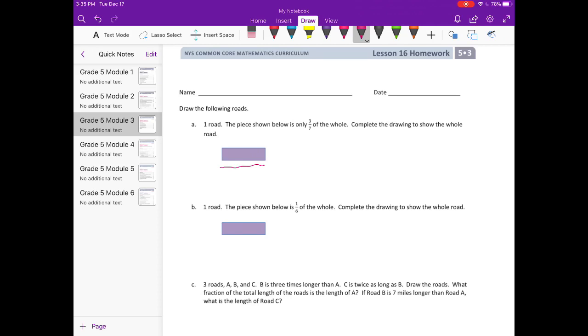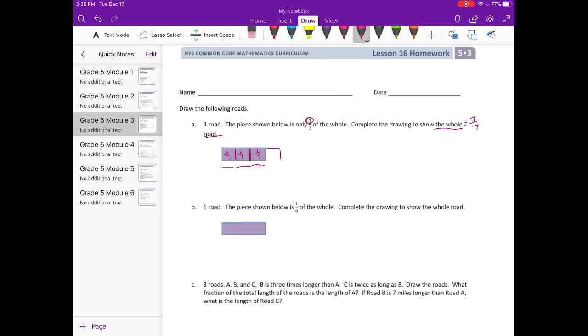So since we have 3 of the 7, I'm going to break this into 3. And so we have 3/7. Here's 1/7. So we need to make the whole road. The whole road would be equal to 7/7, or one whole.